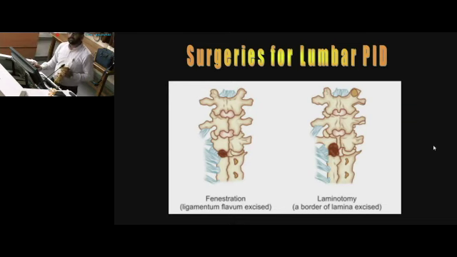Now next is hemilaminectomy. In hemilaminectomy, what do we do? We remove one half of the lamina. One half of the lamina is removed, this one.